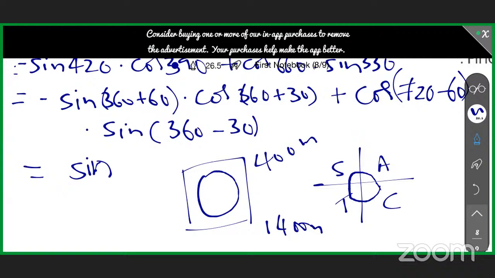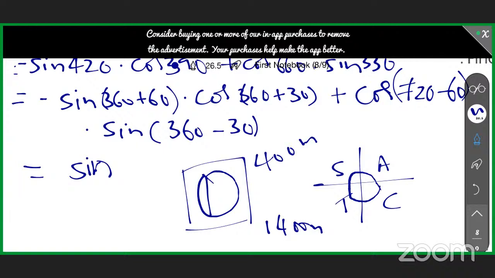So for 1400 meters, you have to run 3 rounds. Once you run 3 rounds, you complete 1200 meters. To do the extra 200 meters, after reaching some point here, you have to run a straight 200 meters. Isn't it?